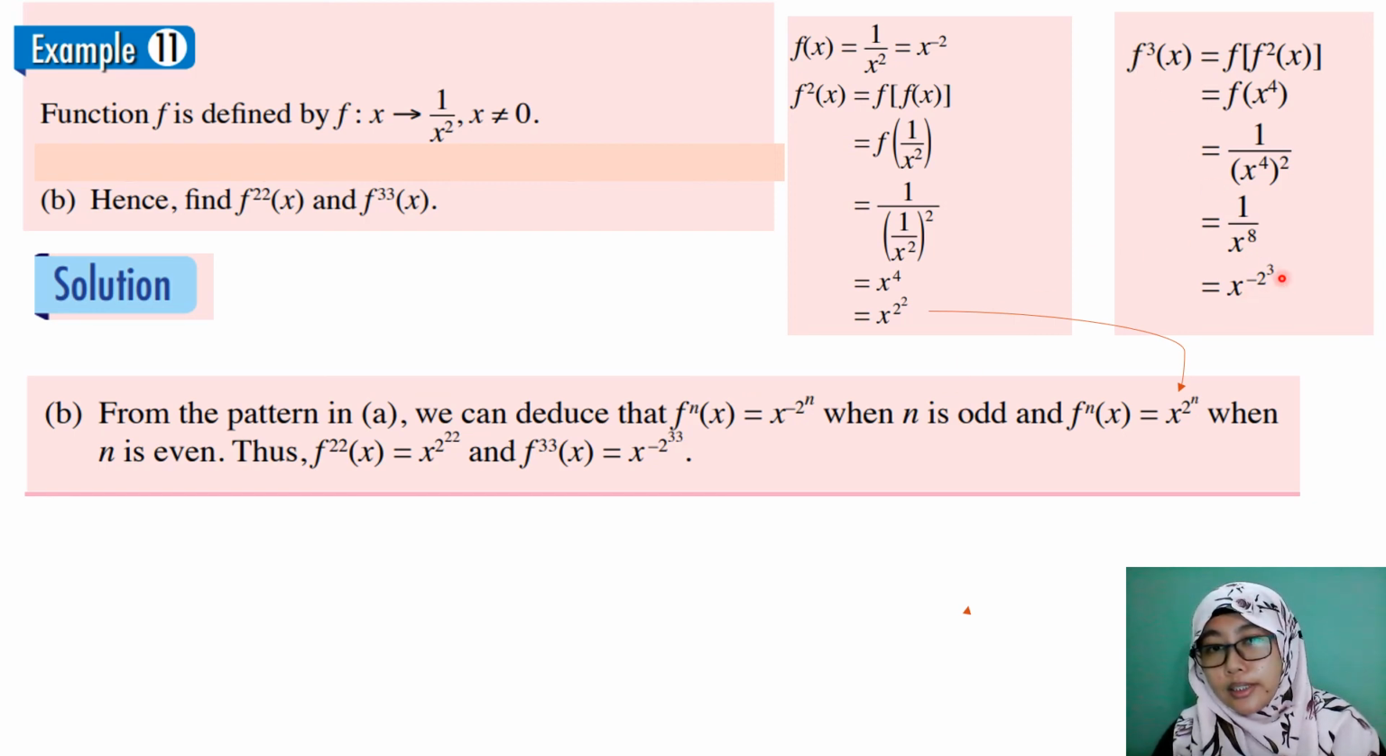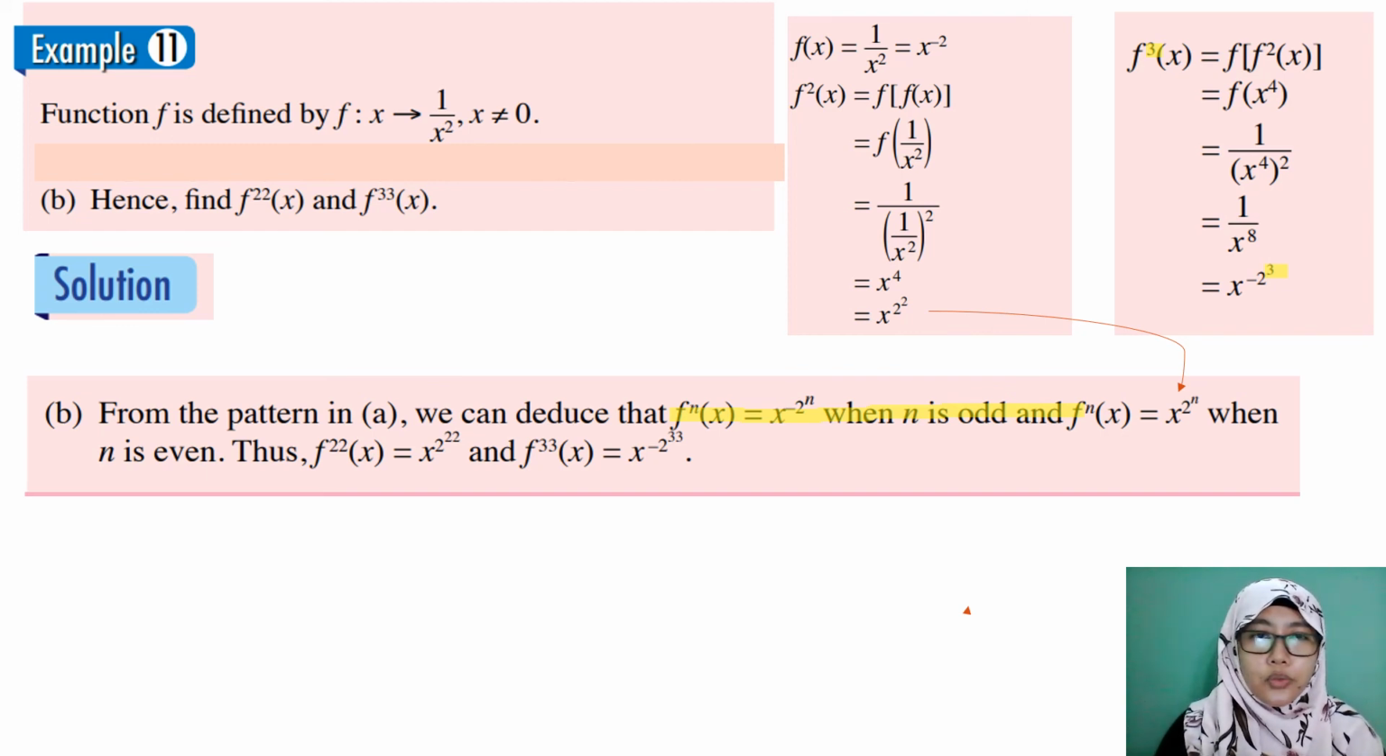Okay, so dekat sini nampak tak? F to the power of 3, and then if you simplify tadi, kamu akan dapat 3 dekat bawah ni, negative 2 power of 3. So cikgu nak highlight dekat sini sekejap, takut kamu tak nampak. Power of 3, f power of 3 is same with the index 3 here. So kita gantikan dengan n. So kamu kena deduct to a formula fn. So this is fn x equals to x to the power of negative 2 to the power of n. So this is for odd number. So terhasil lah formula yang ni, where n is odd number.